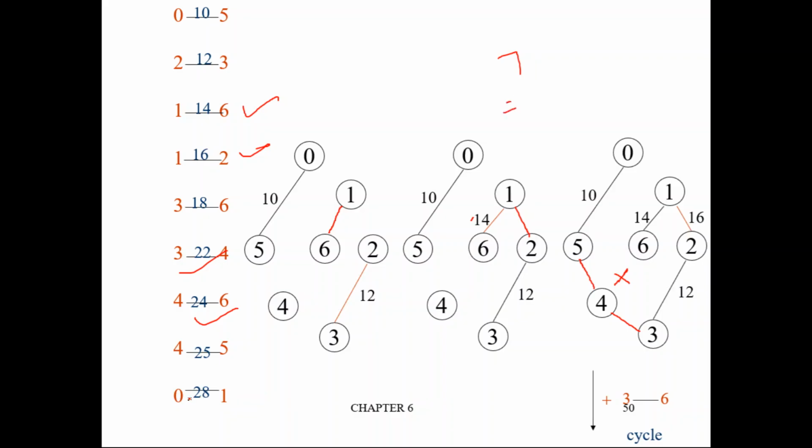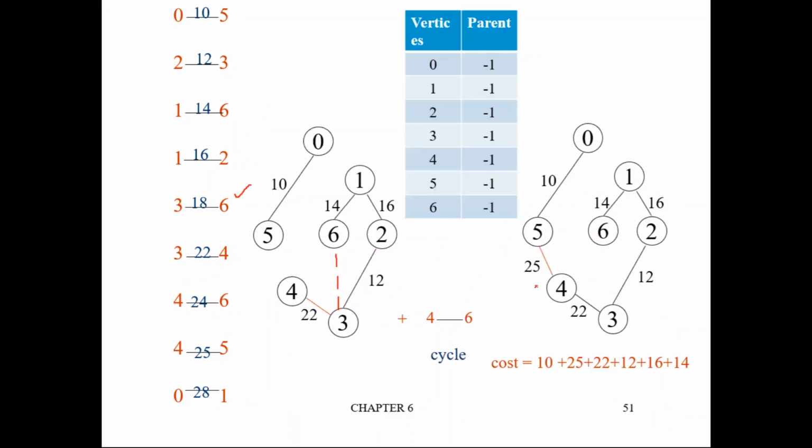Otherwise, if you want to check this also, 0 to 1, cost is 28. If you add this, will it create a cycle? Yes. So don't add. So this is the minimal cost spanning tree which is created. So this is how Kruskal's algorithm works. There are different ways of creating a minimal cost spanning tree. This is the idea proposed by Kruskal.